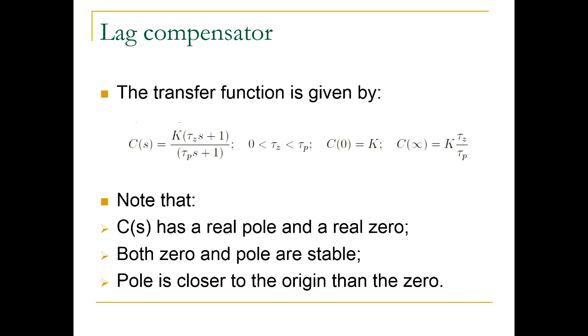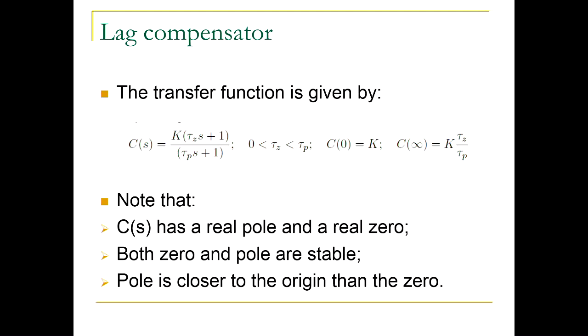So they will have the same transfer function that would look pretty much like this, but then there will be a difference here. So here we are assuming for lag compensator, we have that tau z is smaller than tau p, and both of them are positive. What would that mean for pole and zero? So what is a zero of this system? What is a zero of this system? -1 over tau z, right? And what is the pole? -1 over tau p, right?